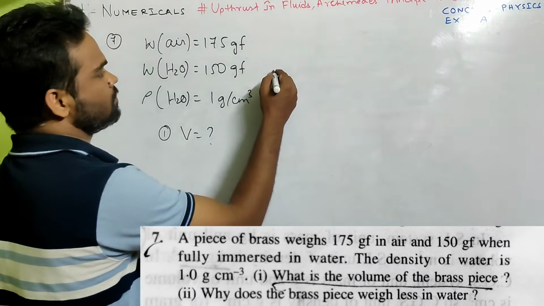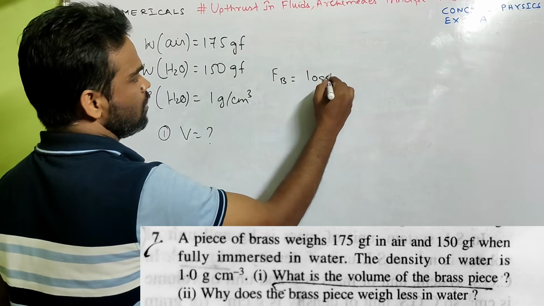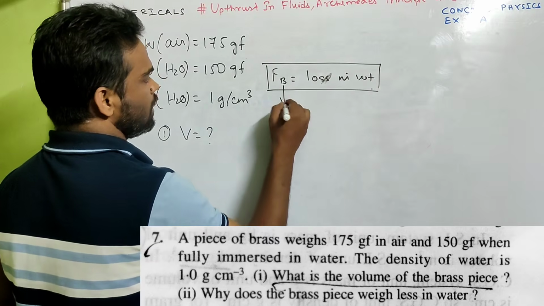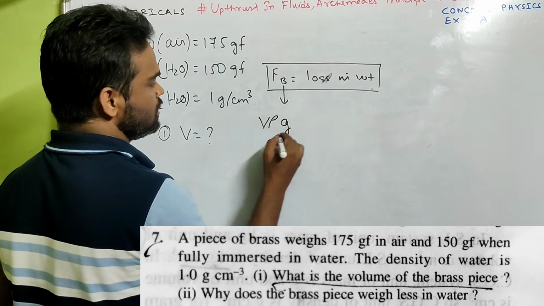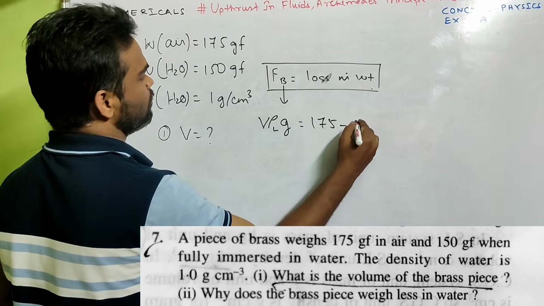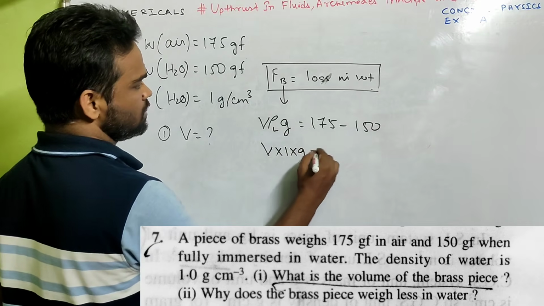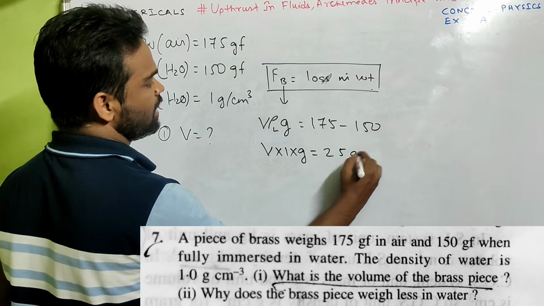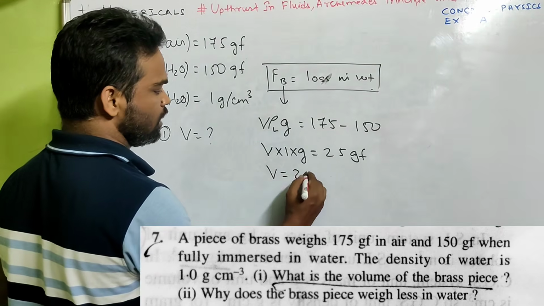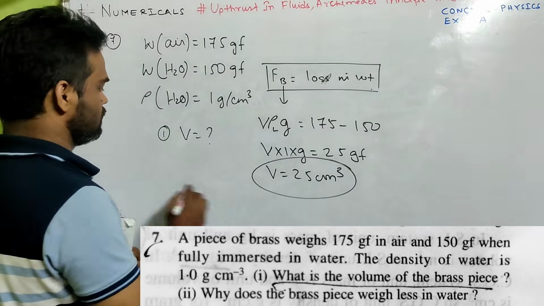Now, upthrust is equal to loss in weight. We know this, isn't it? And upthrust is V rho G, V of the liquid. And loss in weight in this case will be 175 minus 150. So V into 1 into G is equal to 25 gram force. I'm not putting the value of G because this is gram force. So V will be 25 centimeter cube. Done. Simple.